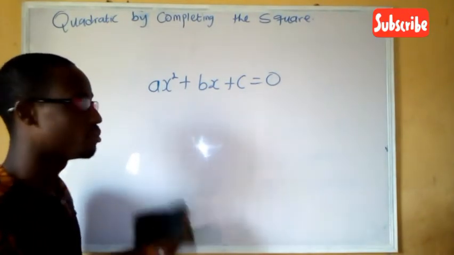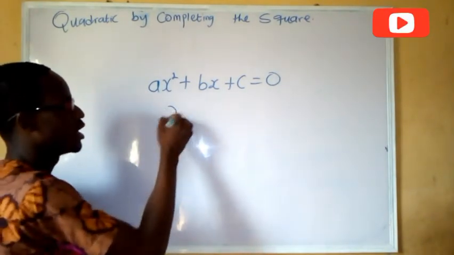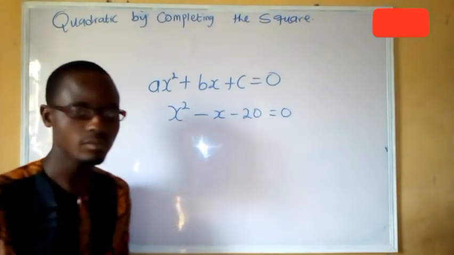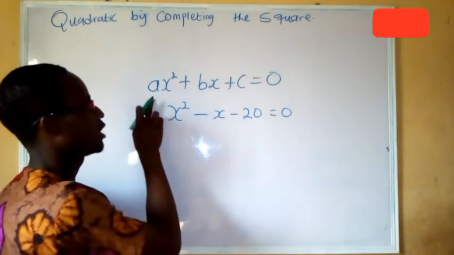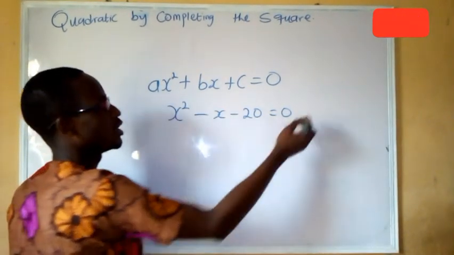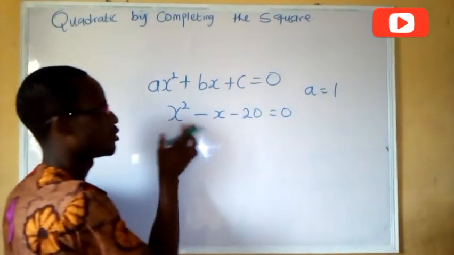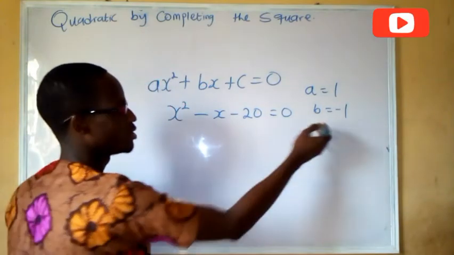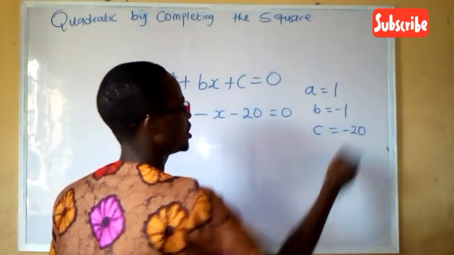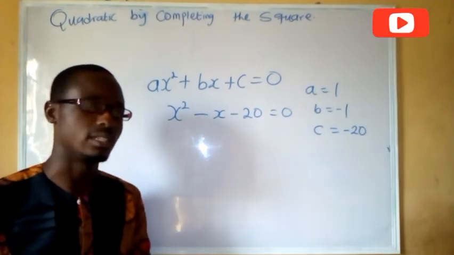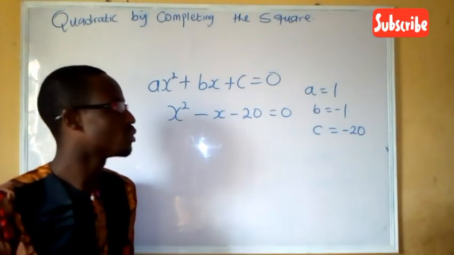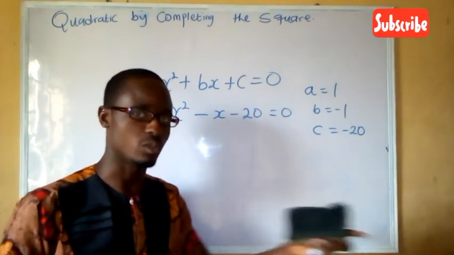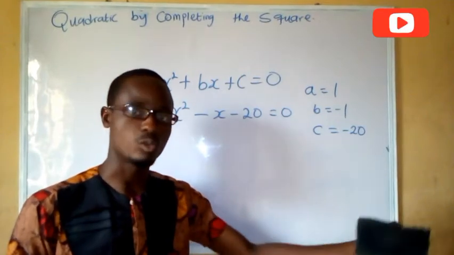A typical example of such is when we have x squared minus x minus 20 equals to 0. Here in this equation, my a, which is the coefficient of x squared, is 1. The coefficient of x, which is b, is minus 1, while c is minus 20. So that is how to represent this equation. Now, let's bring the idea back to factorization, from which we are going to understand completing the square better.